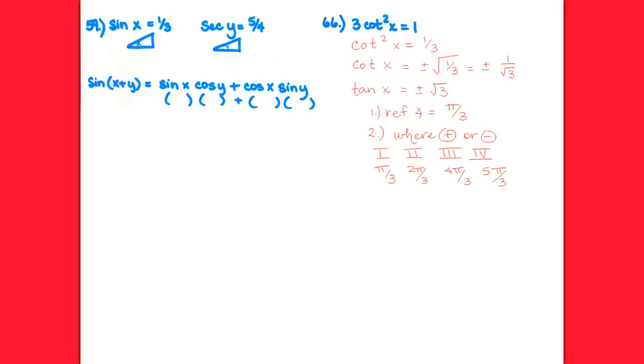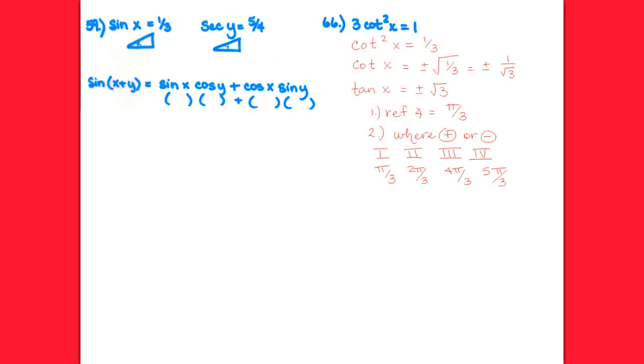All right, then they'll also give you just some random other things like you see in number 59. For 59, it says if sine x is equal to 1/3 and secant y is equal to 5/4, where x and y lie between 0 and pi over 2, evaluate the expression. Okay, so if I'm in between 0 and pi over 2, what quadrant is that? First. So in the first quadrant, sine, cosine, positives, negatives, what's the deal? All positive. Everything is positive, so I don't have to worry about the signs anyway.